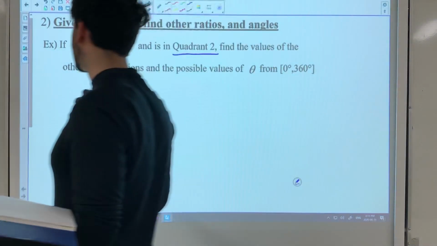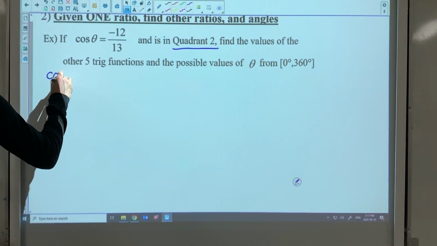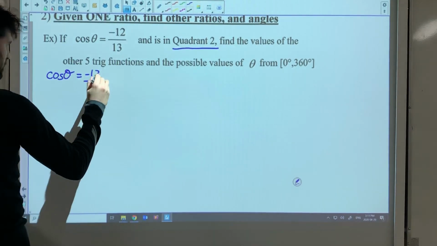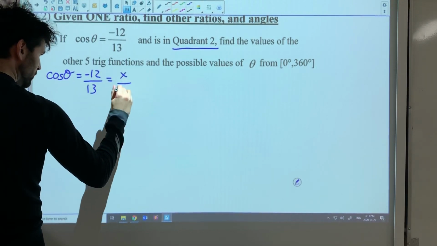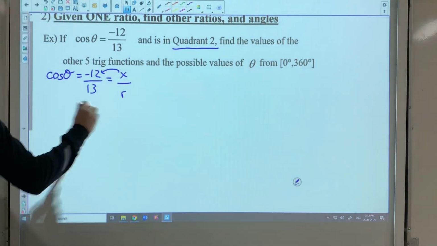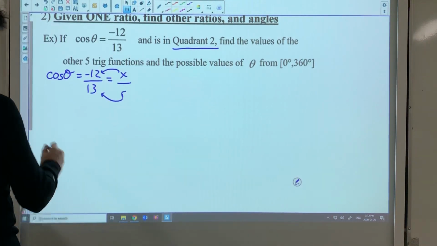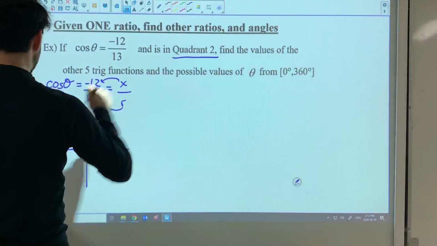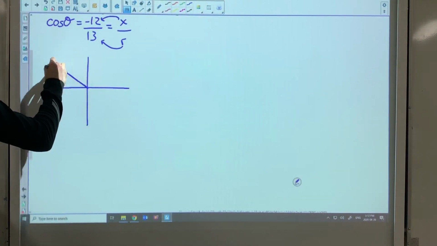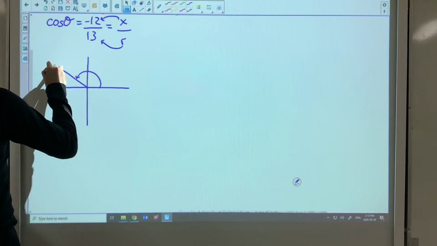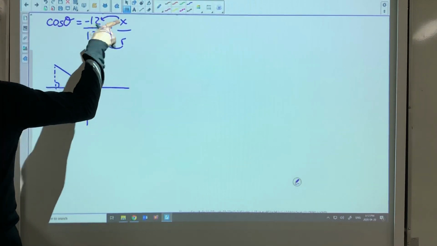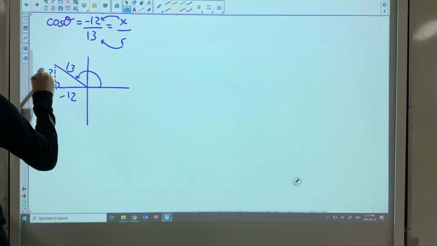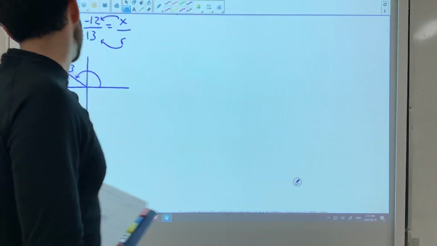Okay, so the thing to remember here is if cos theta is equal to negative 12 over 13, remember the definition of cos theta. Cos theta is x over r. So that means that x is negative 12 and r is 13. Now when you sketch your picture, they tell you that you're in quadrant 2. So you can just draw a terminal arm in quadrant 2 and drop that down. Now x is negative 12, r is 13, and you don't know what the y value is, but you can find it using Pythagoras.